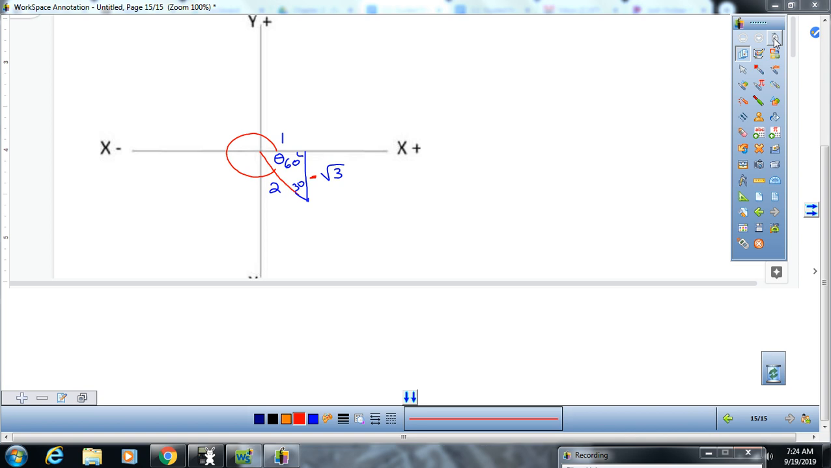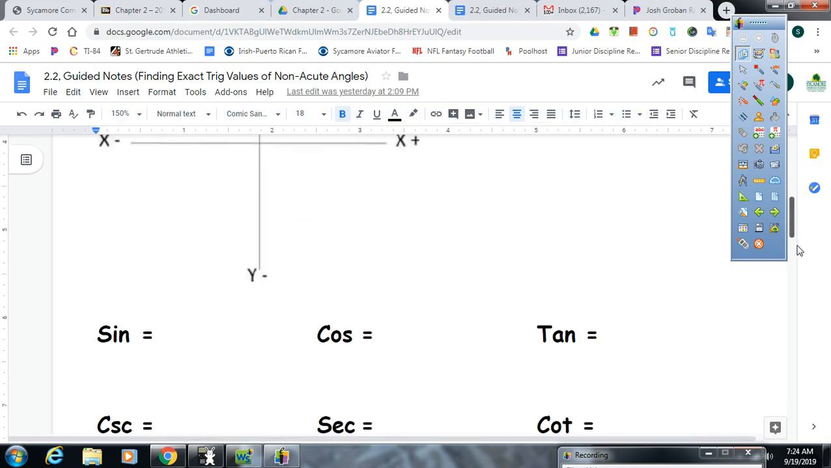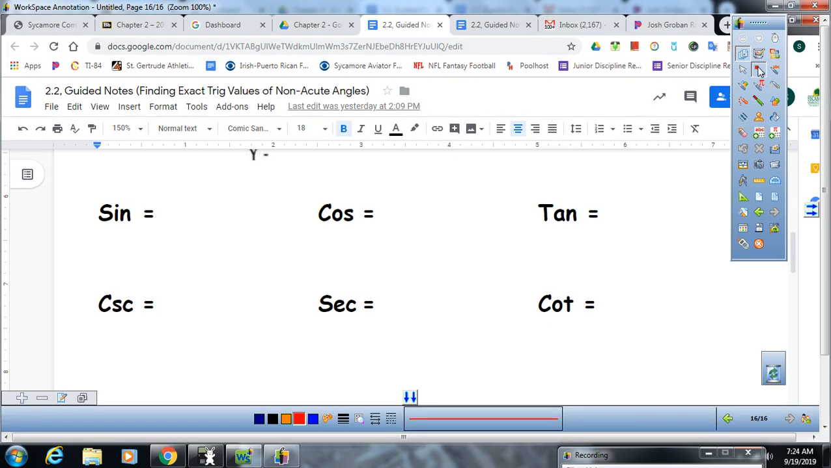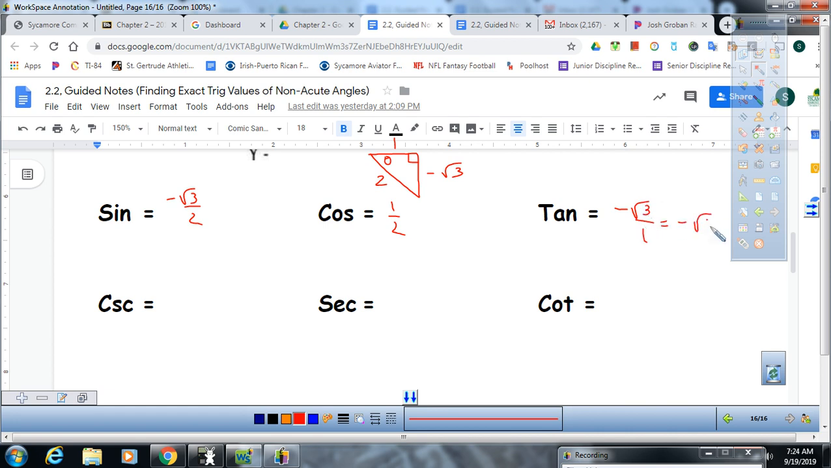Now let's go down below here and find all the trig values. I'll redraw the triangle real quick just so you can see. Remember, it was 1, 2, and negative radical 3. We're using this angle right here, that's the reference angle. So sine would be opposite over hypotenuse. Cosine would be adjacent over hypotenuse. Tangent would be opposite over adjacent. Now just flip them all over.